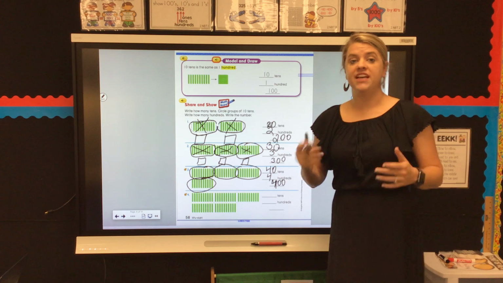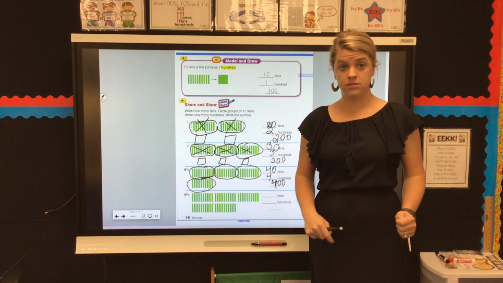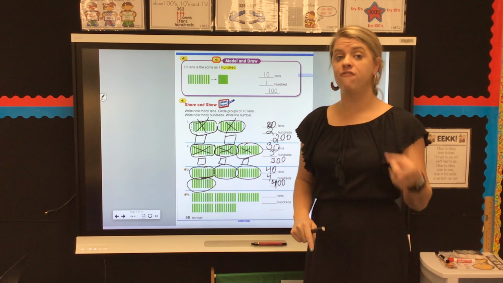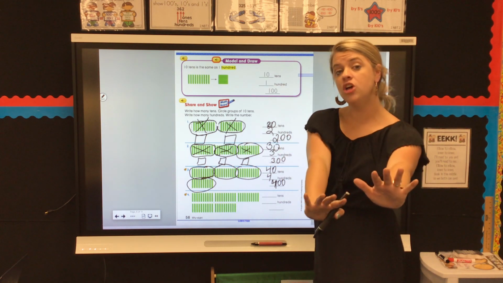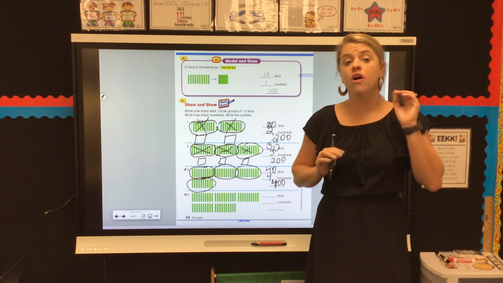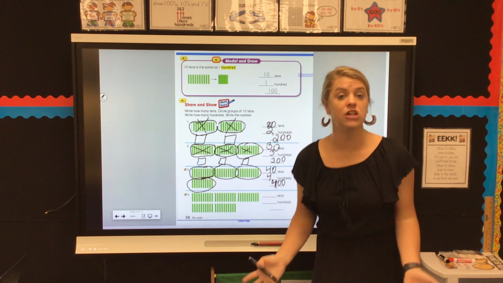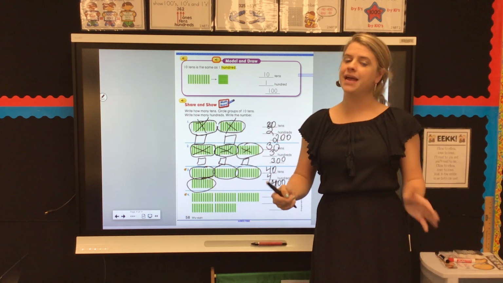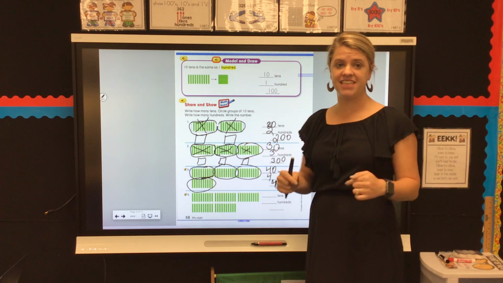So we're thinking about this. If I were to give you 40 $10 bills, you would still have $400. So I give you 40 $10 bills, you have $400. If I gave you 4 $100 bills, you still have $400, okay? So we're just showing different ways to write the same number.